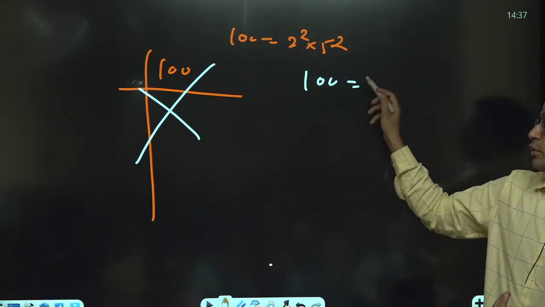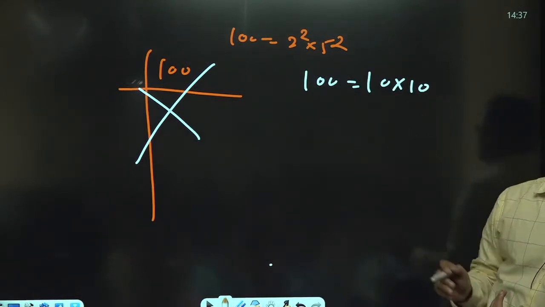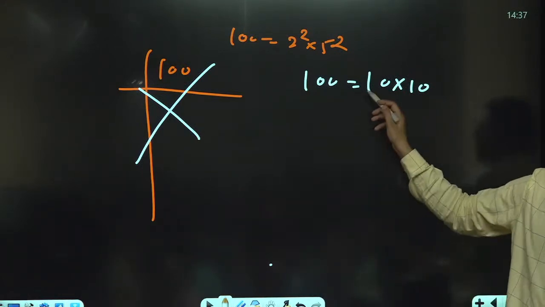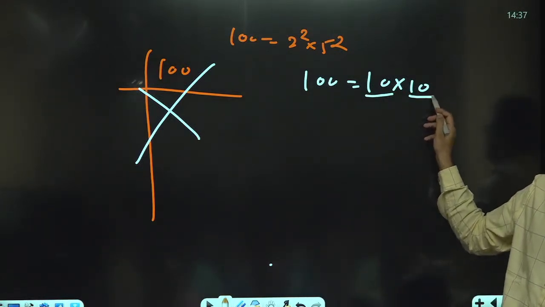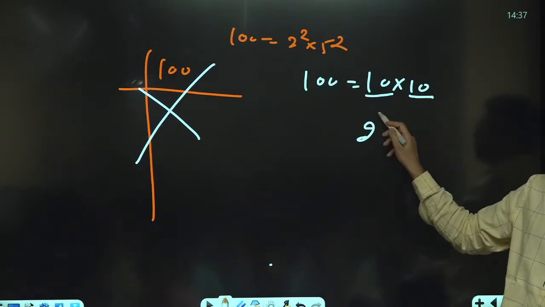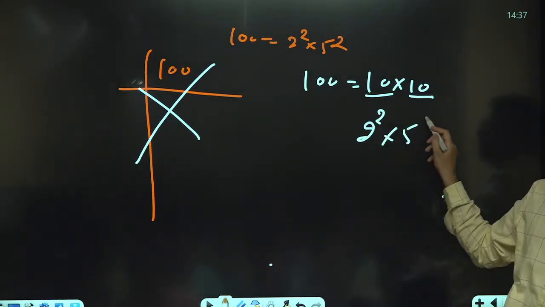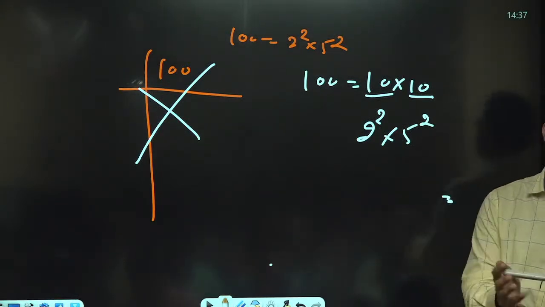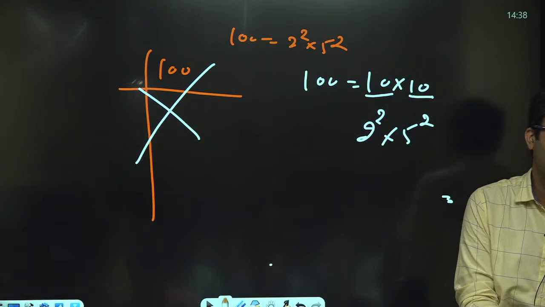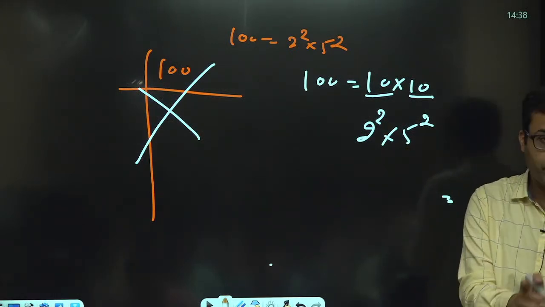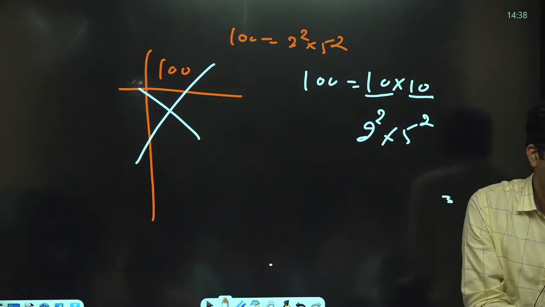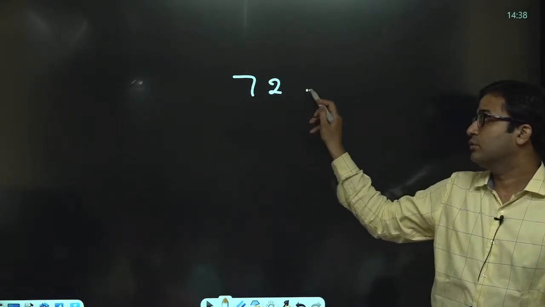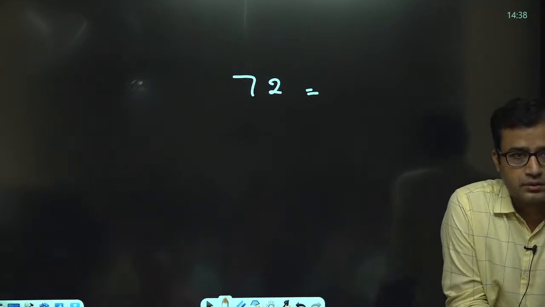Either you can see 100 as 10 into 10, or you can see 4 into 25. In 10, there is 1 two and 1 five, and again 1 two and 1 five, so there will be 2 square and 5 square. You can break and simply write the prime form. We call it prime form if you want to save your time. Like 72, you have to be good in breaking the number.